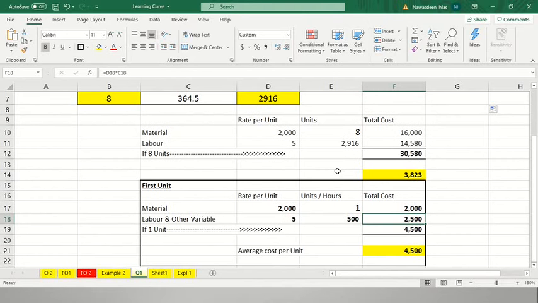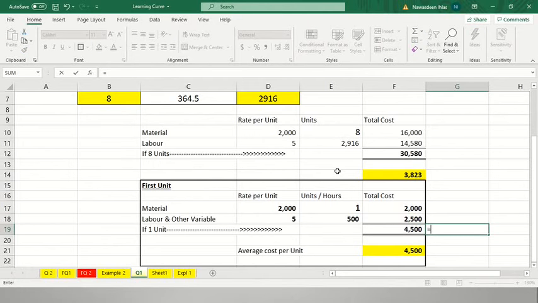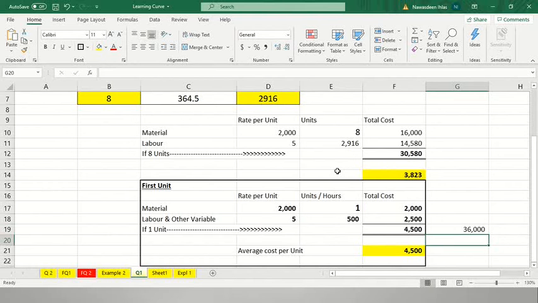That is our basic understanding. So per unit 4500. If you are producing 8 units, our cost will be 4500 into 8, which is 36000.